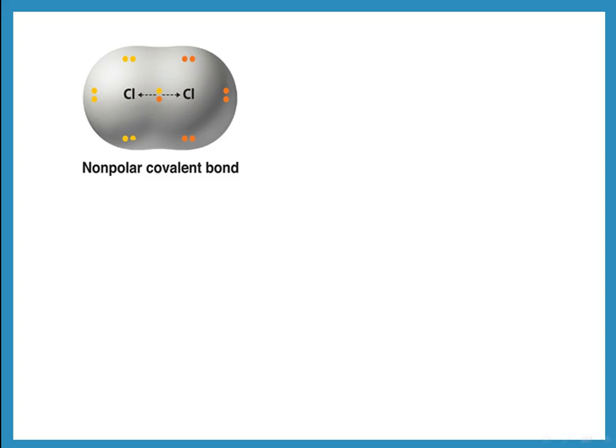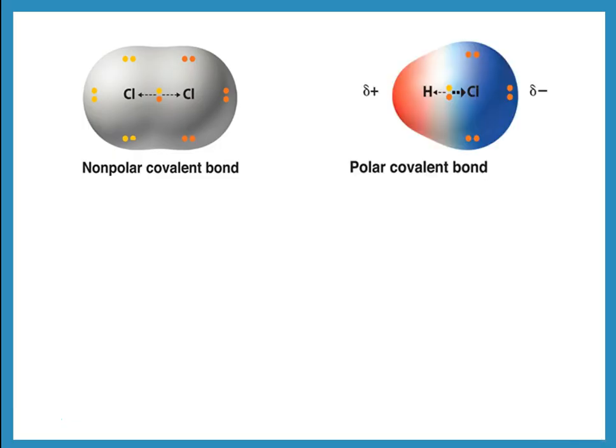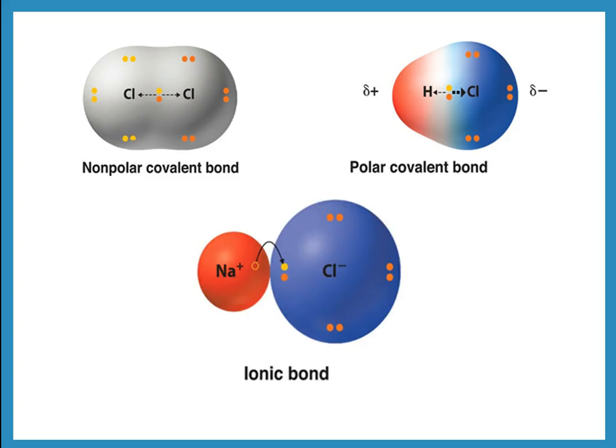So if we have a bond between two similar atoms, even if both of them are electronegative, but they're similar, they will attract the bonding pair of electrons equally to themselves. So this is called a non-polar covalent bond. If one of them is more electronegative than the other, then that one will attract the electrons towards it more than the other one. So it will have a slightly negative charge and a slightly positive charge. So that is called a polar covalent bond.